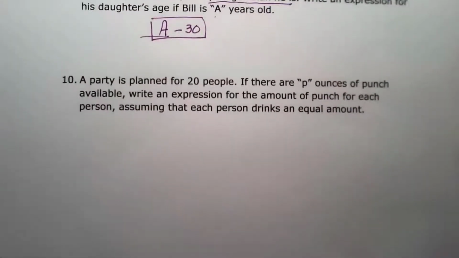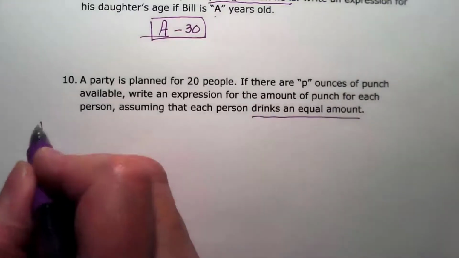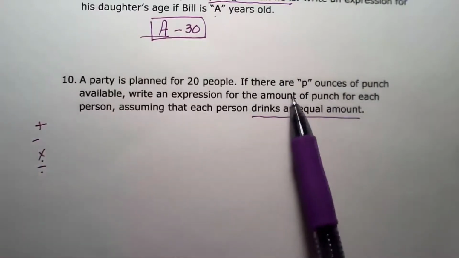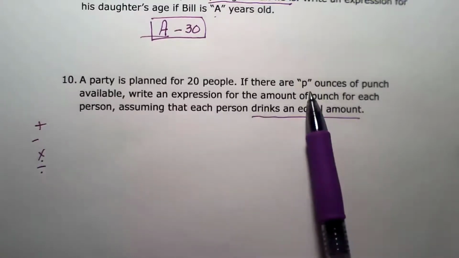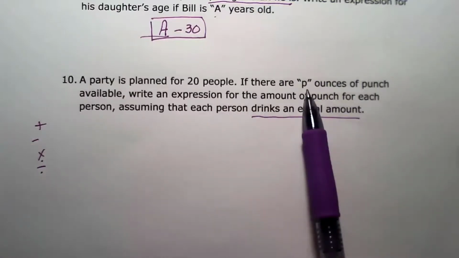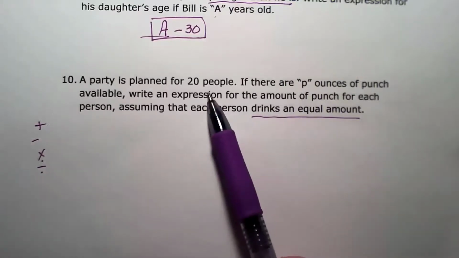This last one. A party is planned for 20 people. If there are P ounces of punch available, write an expression for the amount of punch for each person, assuming that each person drinks an equal amount. Drinking an equal amount is sort of a clue to me. So am I going to add, subtract, multiply, or divide? Well, there are P ounces of punch and 20 people. So if I add 20 plus the number of ounces, am I going to get an answer to this? No. If I subtract 20 from the number of ounces, no. This is people, this is ounces. I'm not going to add or subtract anything if they're not the same thing. So it's either got to be multiply or divide.